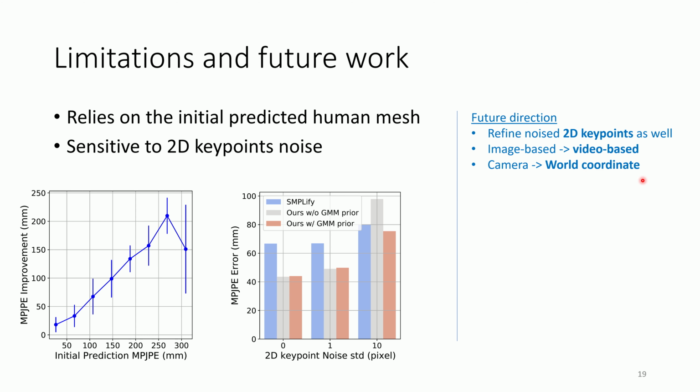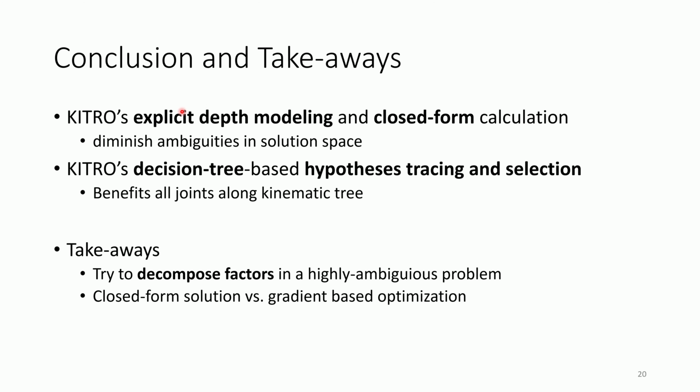world coordinates. To conclude, KITRO's explicit depth modeling and closed-form calculation diminish ambiguities in solution space, enhancing depth accuracy and obtaining ideal 2D fit simultaneously. KITRO's decision tree-based hypotheses tracing and selection for joint rotations encompasses the entire kinematic tree, benefiting both end joints and the joints near the root.